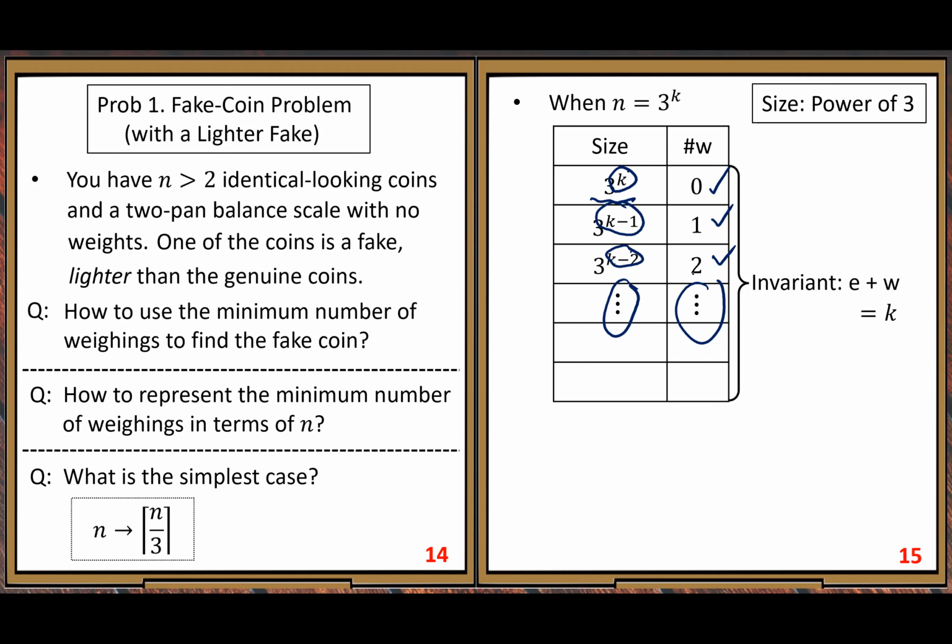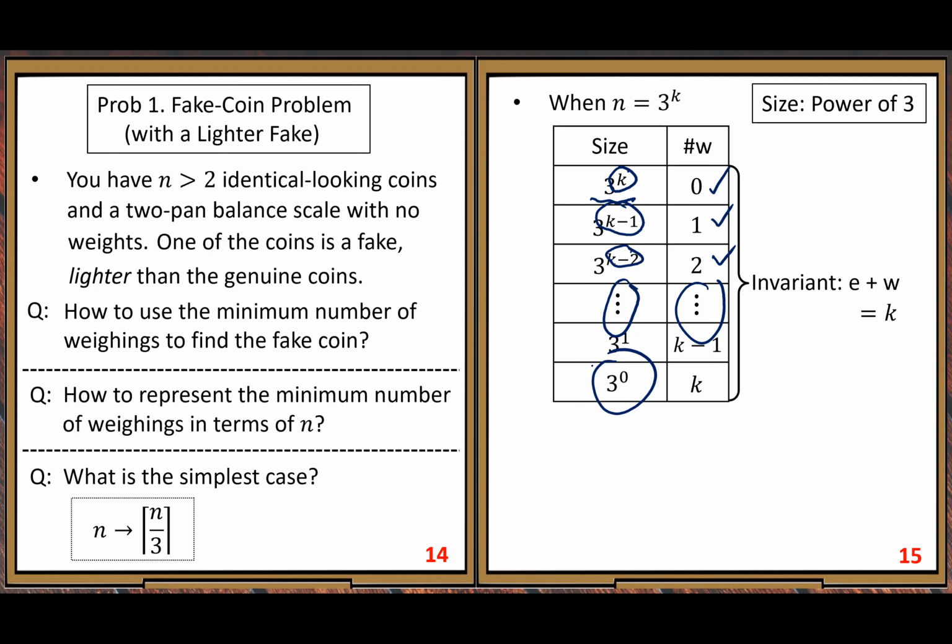All right. Now when we reach the bottom, it's so easy. Because of the size reduction, in the last row, in the final weighing, the fake coin must be the singleton, the single one, right? So this is the fake coin. One final group contains the fake coin. Is that one? 3 to the 0.